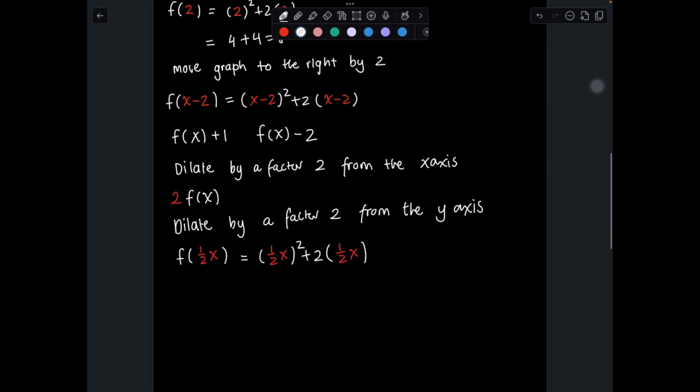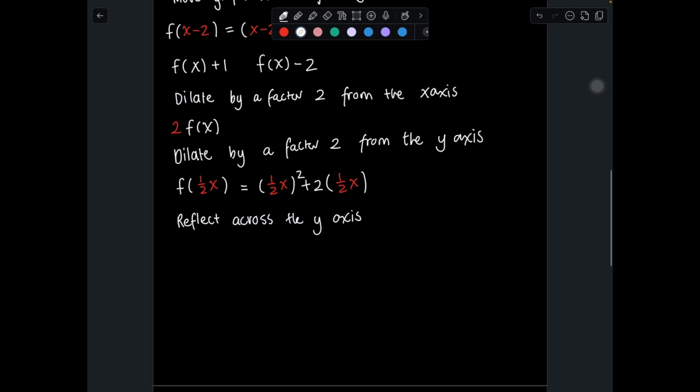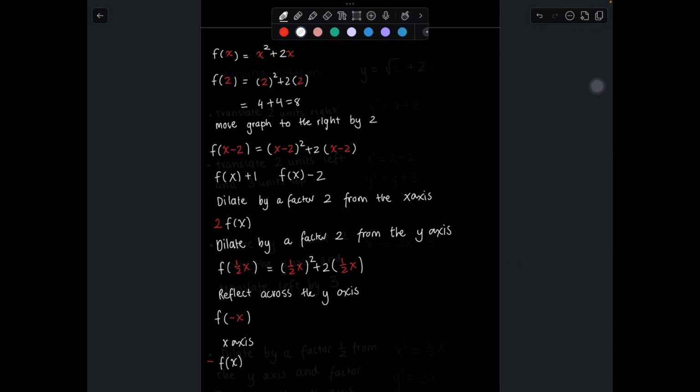As our answer. And when we reflect our graph, so if I wanted to reflect it across the y-axis, remember that's affecting our x values, so you replace every x value with negative x, and that reflects it across the y-axis. If you want to reflect across the x-axis, then you just multiply the entire graph by a negative. So you can just put the negative at the front like this, and that will reflect across the x-axis.